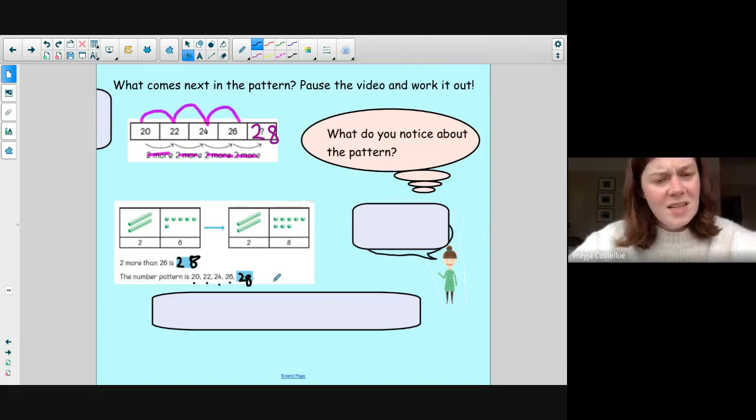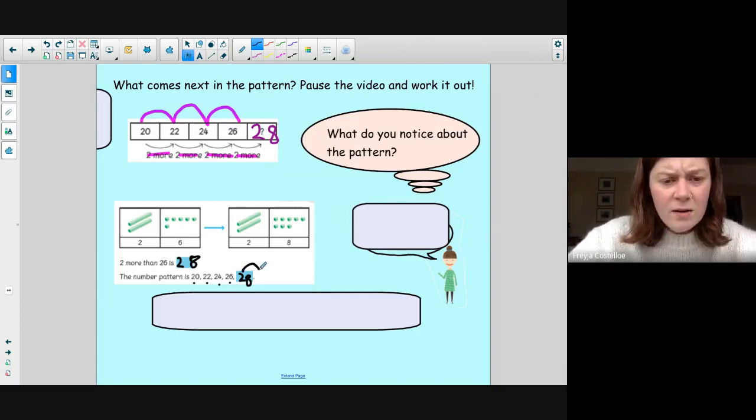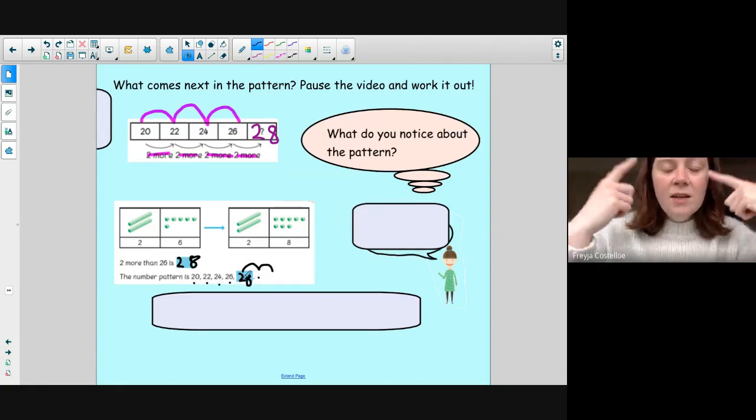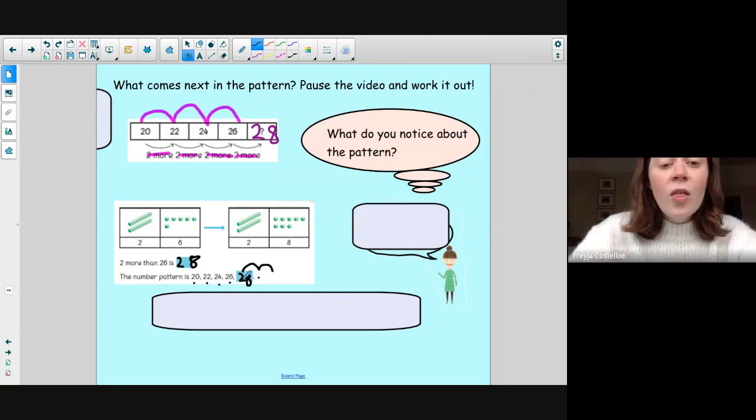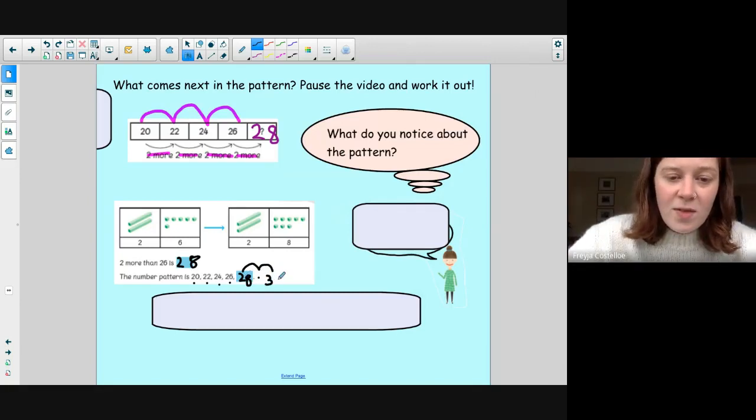28. Would it be 29? Jumping on by 1? It wouldn't, would it? Because we're jumping on by 2. So we're not writing 29. 28, we can whisper it in our heads. 29. 30. There we go. That would be the next number in our number pattern.